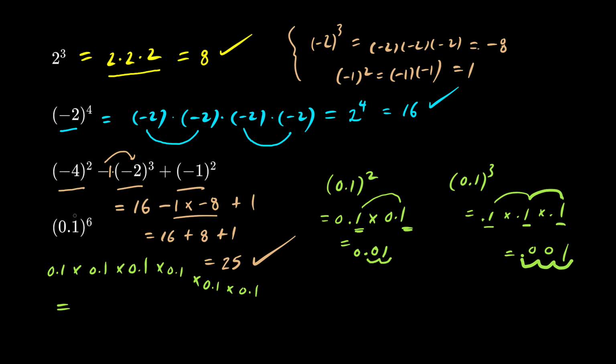Similarly, when we have 1 times 1 times 1 times 1, etc., 6 times, the answer should be 1, but there should be a total of 6 digits after the decimal. So we have 1, 2, 3, 4, 5, 6 digits total. 0, 0, 0, 0, 0, 1. Just count one more time. 1, 2, 3, 4, 5 zeros and 1 more digit for a total of 6 digits after the decimal. So this place value here is a tenth. This here is the hundredth, thousandth, 10,000th, 100,000th, and this here is a millionth.